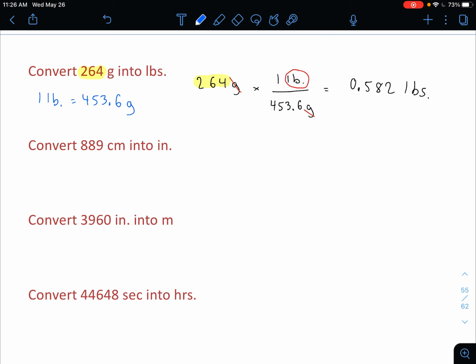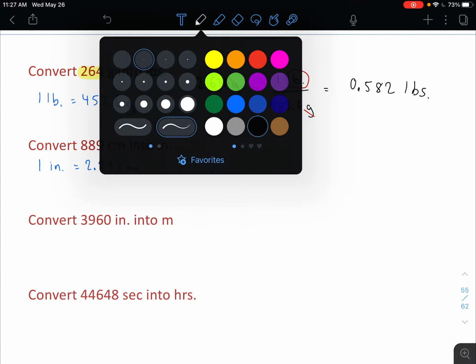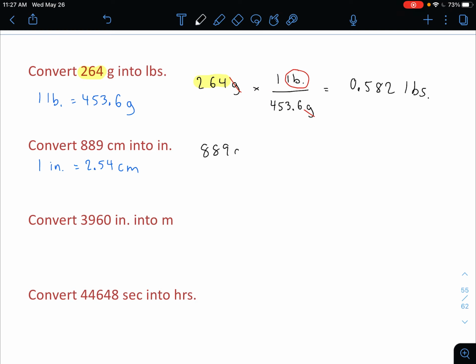Okay, next one I'm going from centimeters to inches. So we know this conversion already, right? 1 inch equals 2.54 centimeters. So I want to get out of centimeters and into inches. So 889 centimeters times 1 inch per 2.54 centimeters. So centimeters cancel centimeters. I'm left with inches. It's in the numerator. That makes sense. That's what we actually get when we do this.